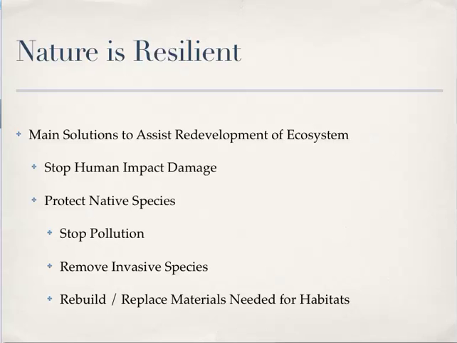The main solution to assist redevelopment of ecosystems is to stop human impact damage. We can do this by protecting the native species in multiple ways: stopping pollution, removing invasive species, and rebuilding or replacing the natural materials that are needed for the native species and their habitat.